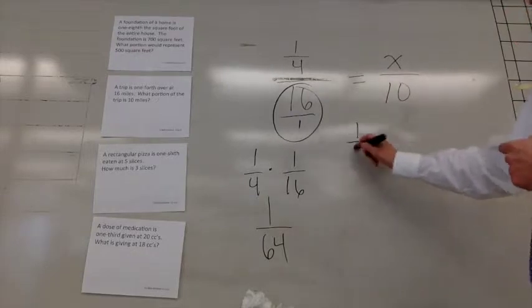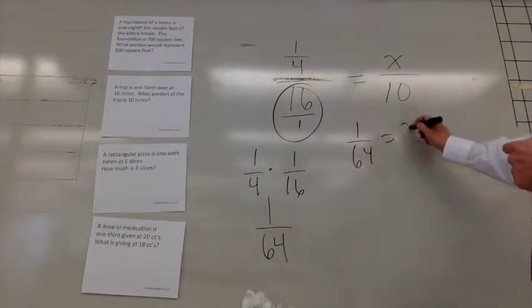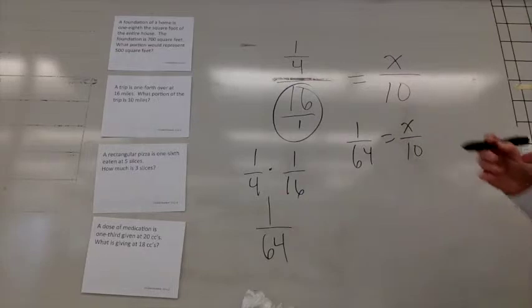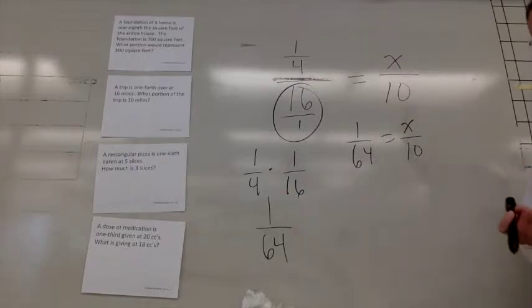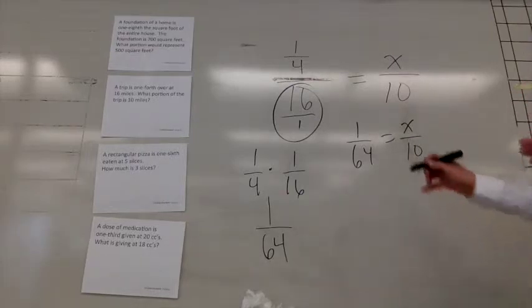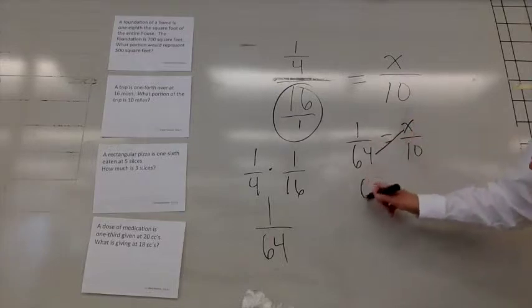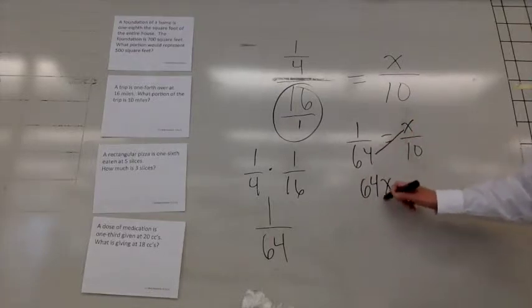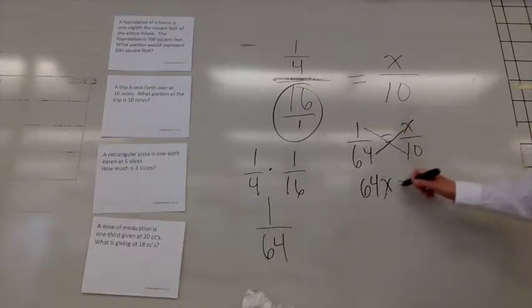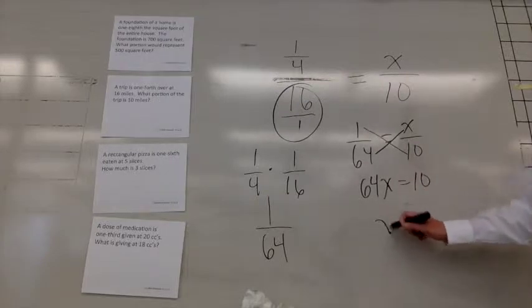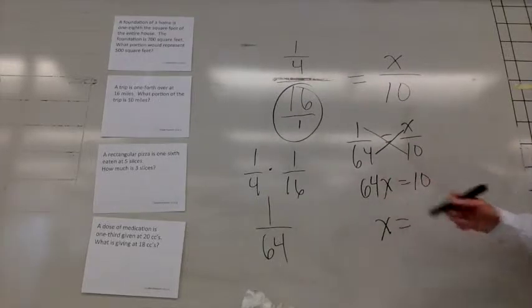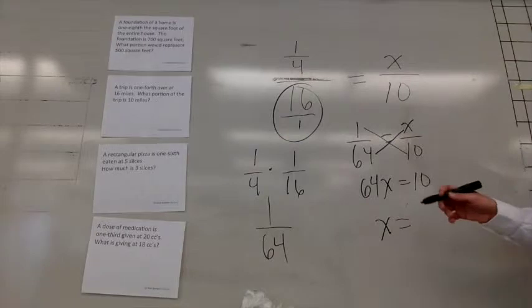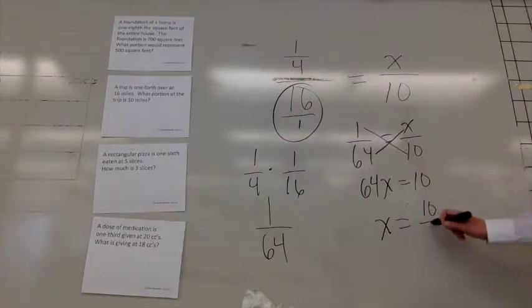So 1 over 64 is equal to x over 10. Again, this is going to be the product of the means is equal to the product of the extremes, otherwise known as cross multiplication. So 64 times x is 64x. 1 times 10 is 10. Divide each side. Remember, 64 and x are being held together by multiplication. Division undoes them. So I'm going to get 10 over 64.